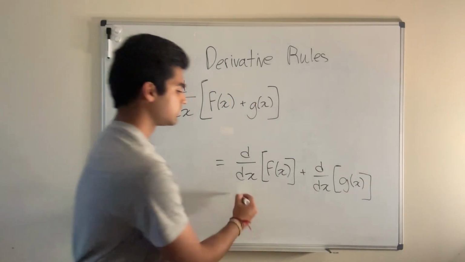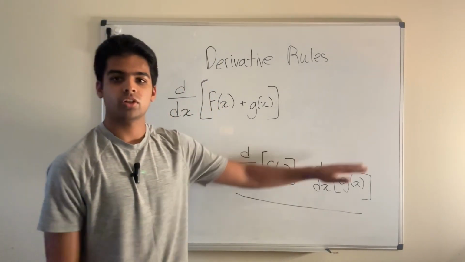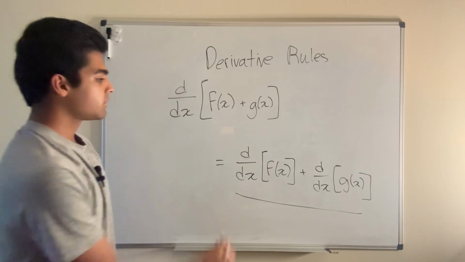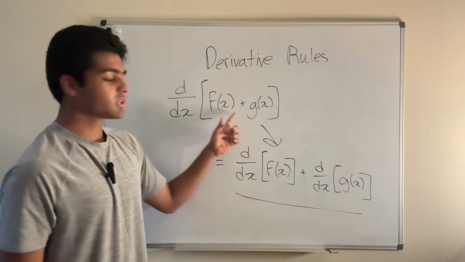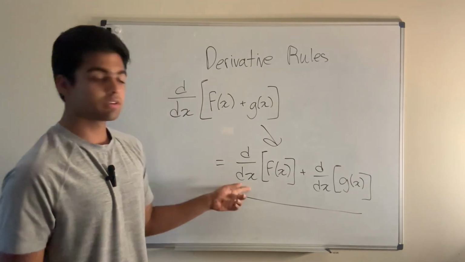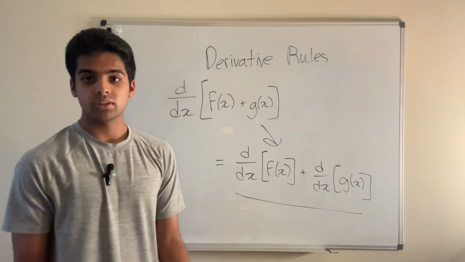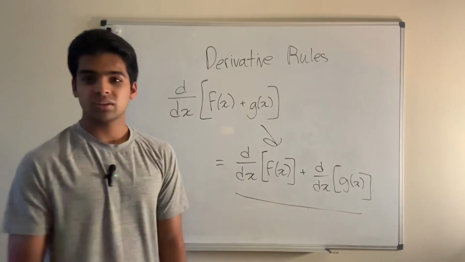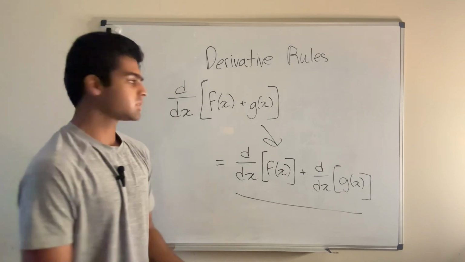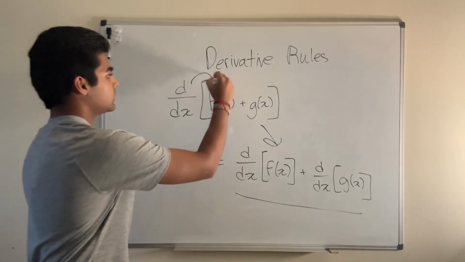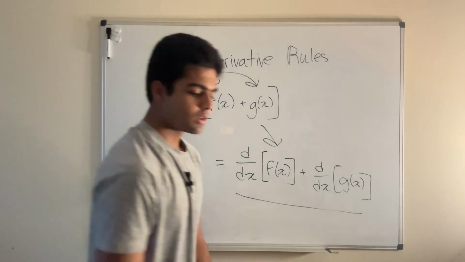Pretend that's straight. It's not slanted. But as you can see, pretty straightforward. Derivative of a function plus a function is just the derivative of that function plus the derivative of that function. I'm guessing a lot of you could have guessed this because it's nothing special. It's just distributing the derivative operator to each thing. It's like the distributive property.